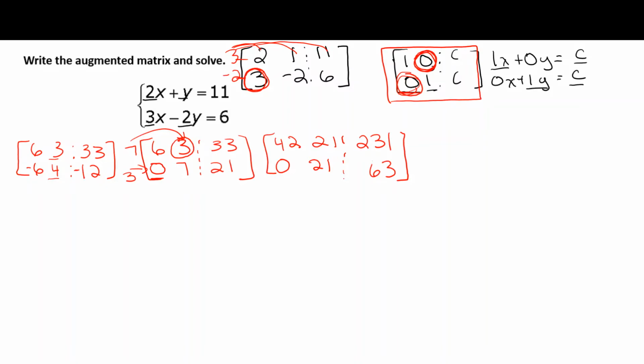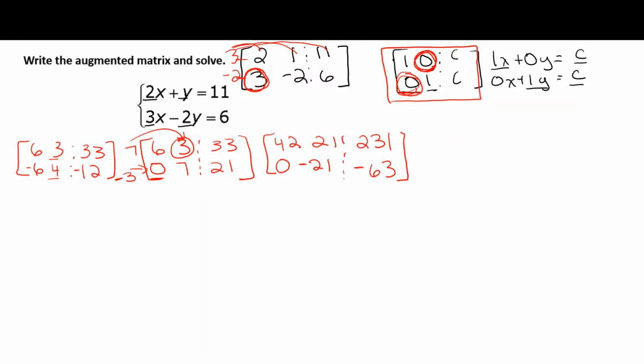Okay, so I want to subtract this. So I'm actually going to change this to make this a negative. 3 times 0 is 0. Negative 3 times 7 is negative 21. And negative 3 times 21 is negative 63.